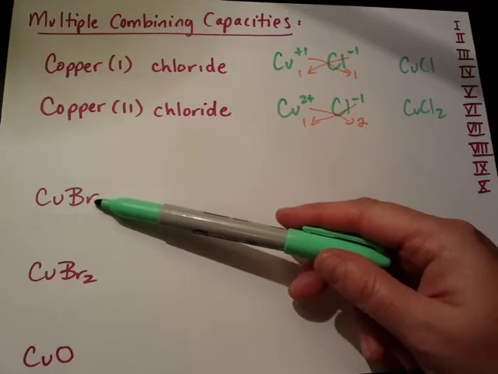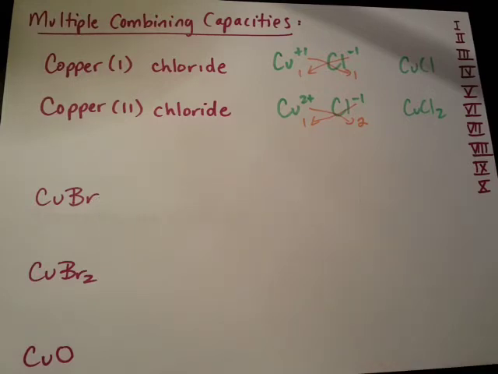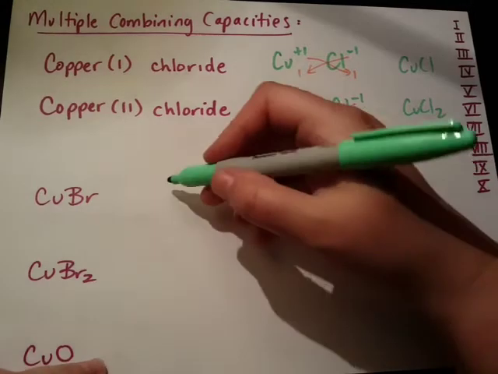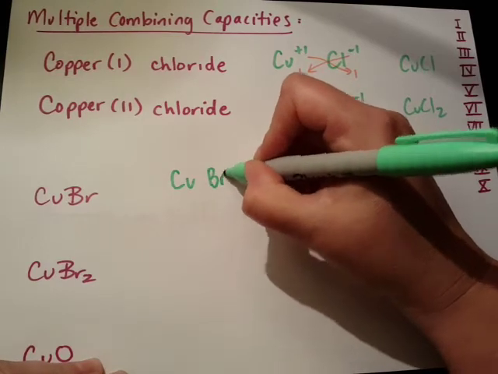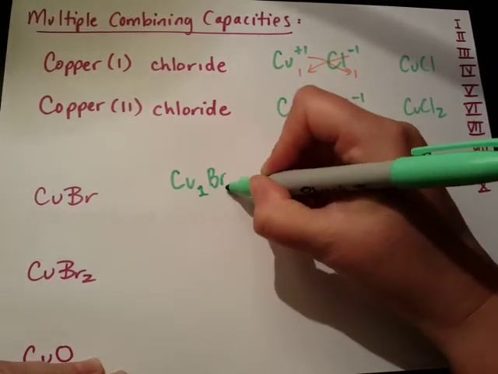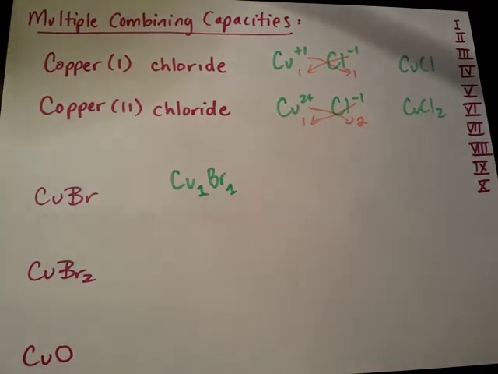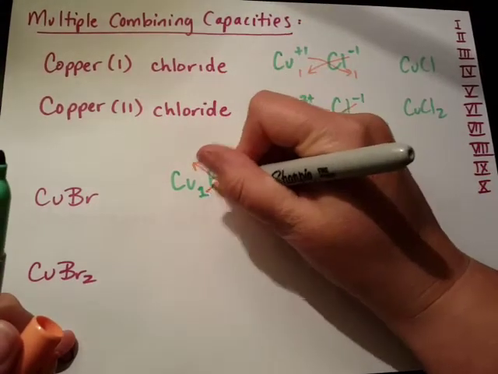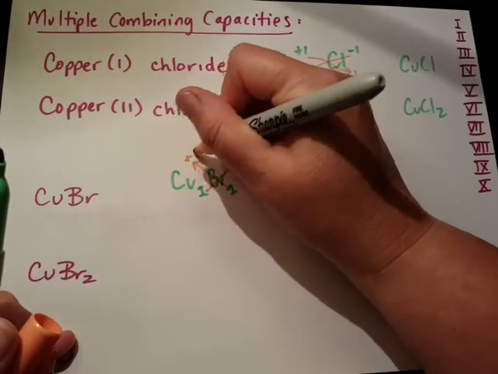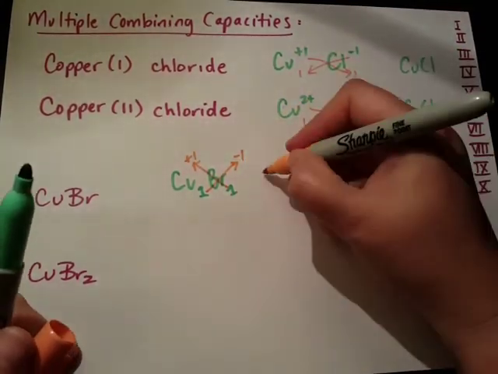So here we have a formula. Now we want to write out the name. In order to write the name, we have to determine which type of copper this is. Is this going to be copper 1 or copper 2? So what we want to do is unzip. Our formula is showing us 1 and 1. So when we unzip, we take this one up, this one up, and we want to check.